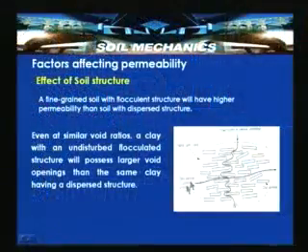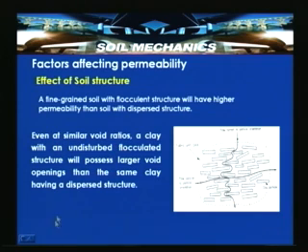So, the dispersed structure will have a low permeability overall compared to flocculent structure, and also the flow is anisotropic. The horizontal permeability is different from vertical permeability. The horizontal permeability, which is in the direction parallel to the orientation of particles, is very high compared to the vertical permeability, that is, flow normal to the particle orientation. So, even at similar void ratio, a clay with an undisturbed flocculent structure will possess larger void openings than the same clay having dispersed structure.